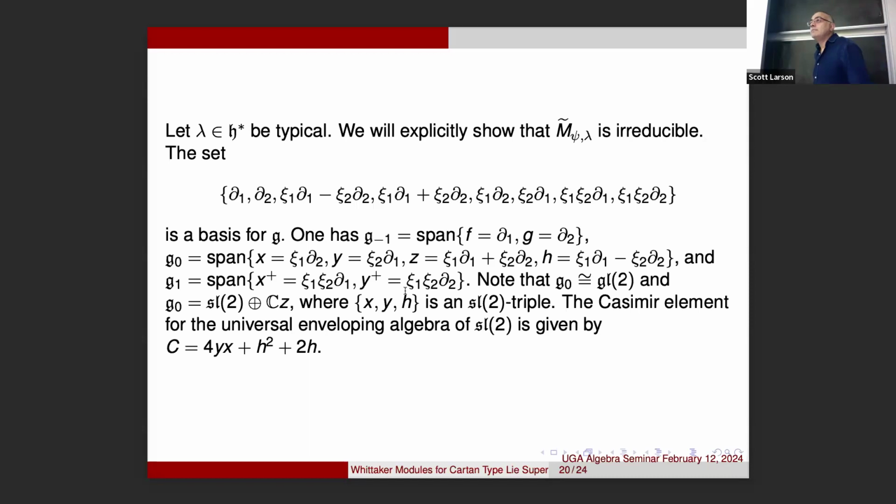Are the other composition factors that occur also Whittaker modules, or are they actually different? Composition factors, yes, they are all Whittaker modules. Yes, they are all standard Whittaker modules. Yes, all of them.